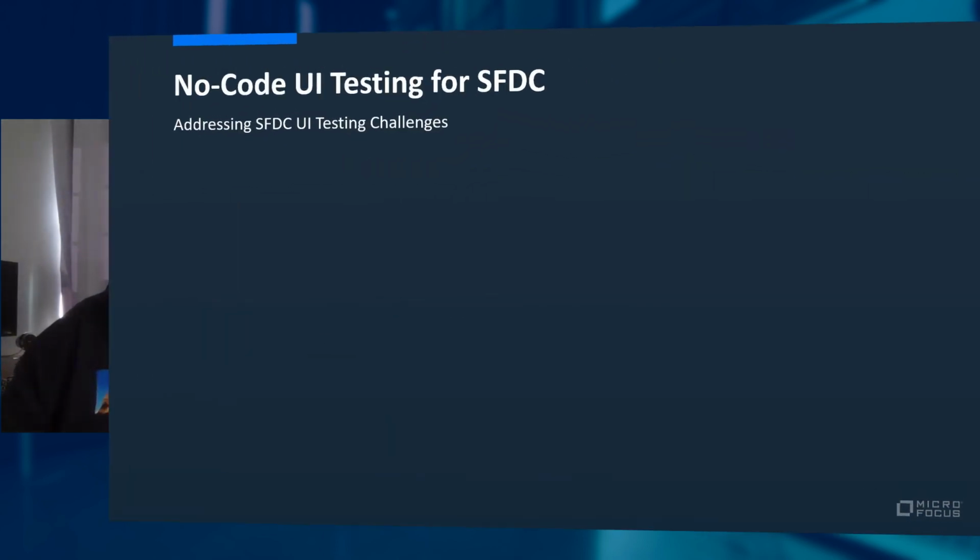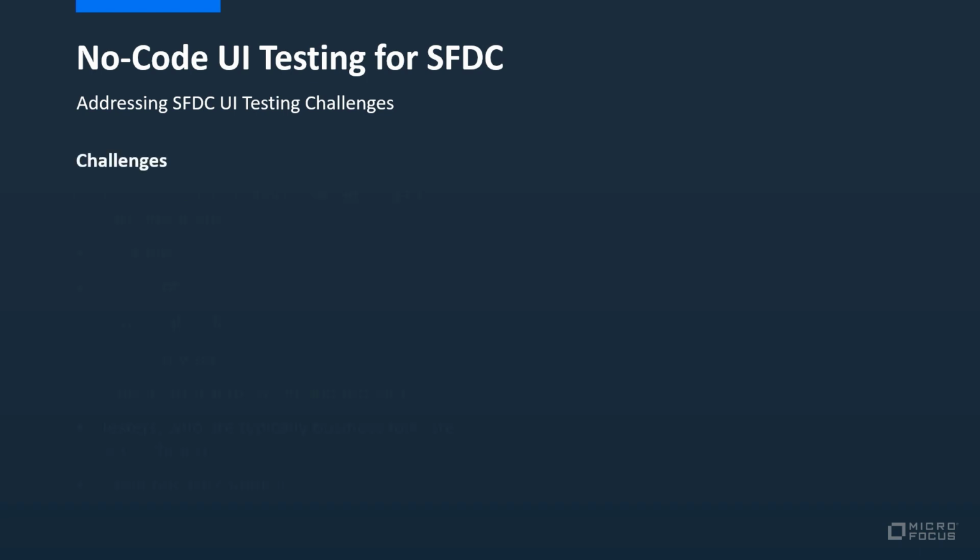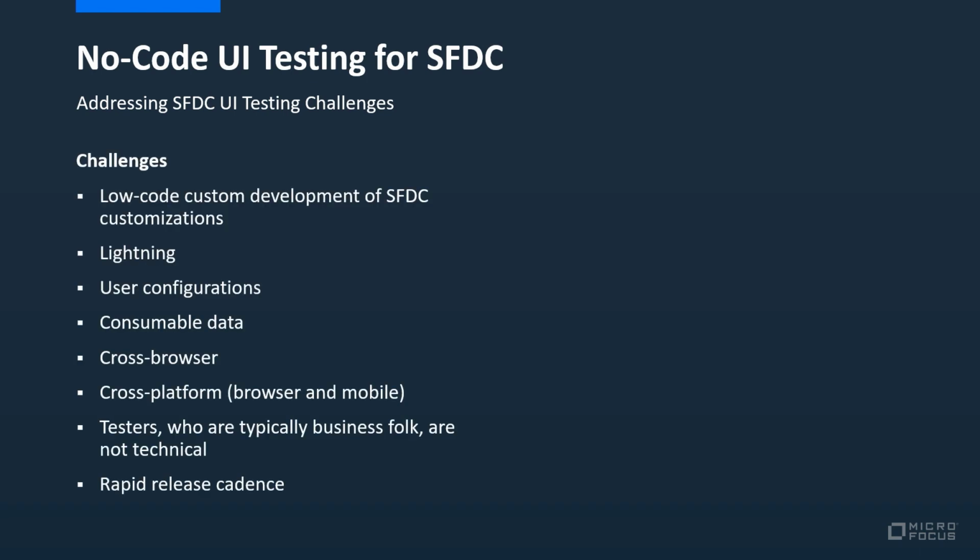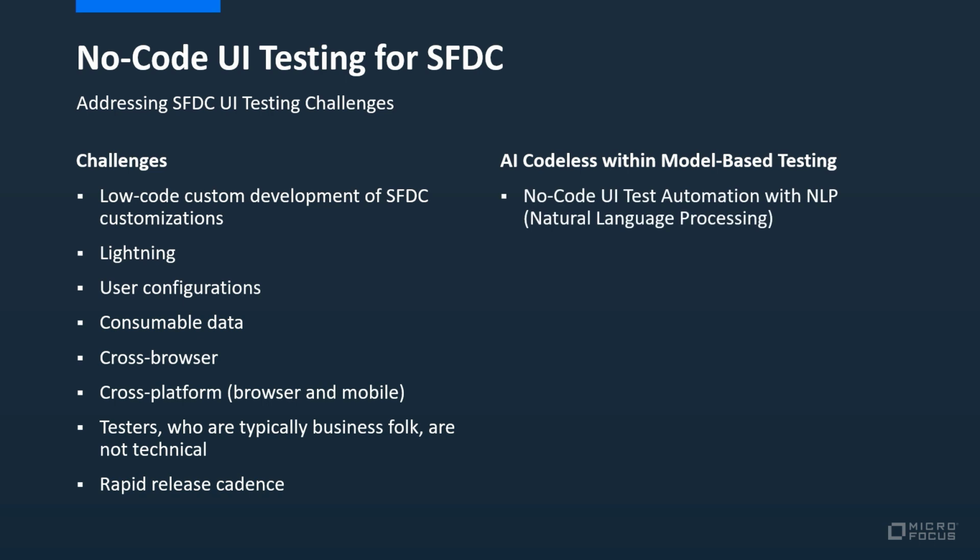Now let's look at how these challenges can be addressed by no-code UI test automation with AI codeless in conjunction with model-based testing. Now, just like what we talked about in the no-code, low-code UI testing video, no-code UI test automation with AI codeless leverages NLP or natural language processing, which accelerates the development of and reduces the maintenance time of test automation. Plus, it allows us to broaden the reach of test automation to non-technical business folk.